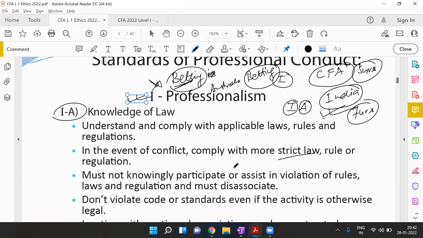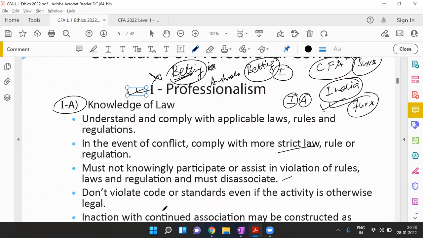Third point says what? You must not knowingly participate or assist in violation of rules, laws and regulations and must disassociate. If you feel that any of your colleagues are part of any sort of violation, and if you're aware of it, then immediately you should disassociate yourself from such activities, right? If you know something is happening and you're not taking action, that is also a violation, right? Next point says, do not violate code or standards even if the activity is otherwise legal. The same point which I talked about in Australia, betting is legal, right?